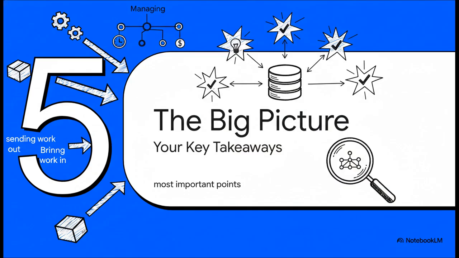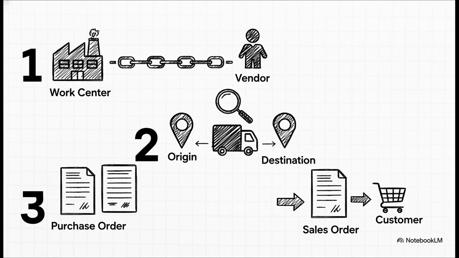Wow, okay, we have covered a ton of ground, from sending work out to bringing it back in. So let's just take a breath, bring it all together, and boil it all down to the most important things you need to remember. Honestly, if you only remember 3 things from our time together, make it these 3. First, master the setup. That link between a work center and a vendor is your foundation. Second, track everything. Use transfer orders like they're your best friend because they give you total inventory visibility. And third, know your role. It's simple. Purchase orders are for paying vendors when you send work out. Sales orders are for billing customers when you bring work in.